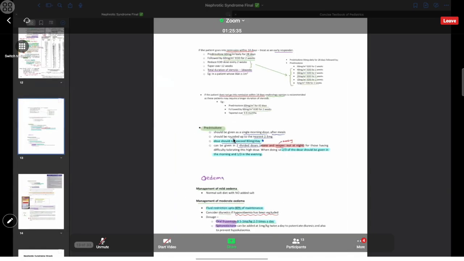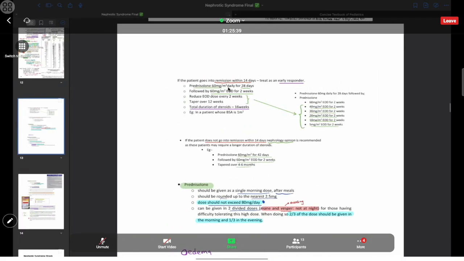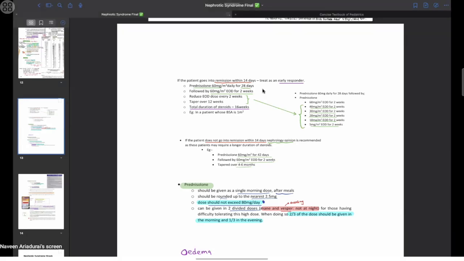Like I said, we start initially with 60 milligrams per meter square body surface area, and you start it for 28 days. Before starting, remember you give all those advices for starting. You need to do that first, and then after that you start with this. So we give 60 milligrams per body surface area for the first 28 days.